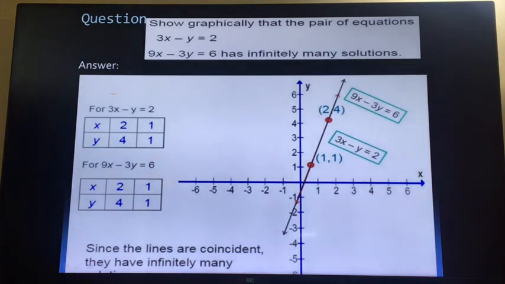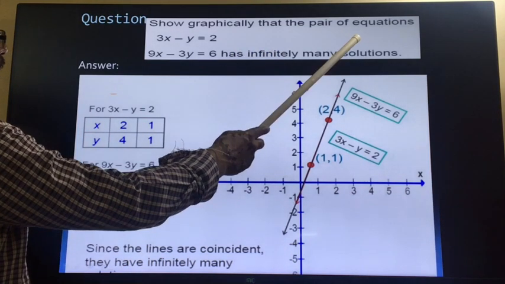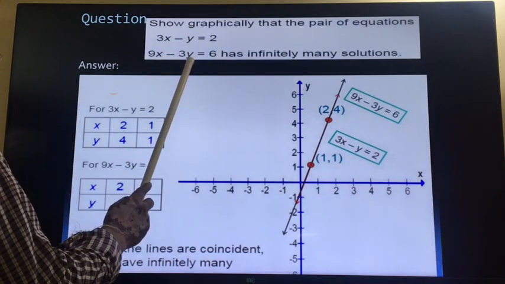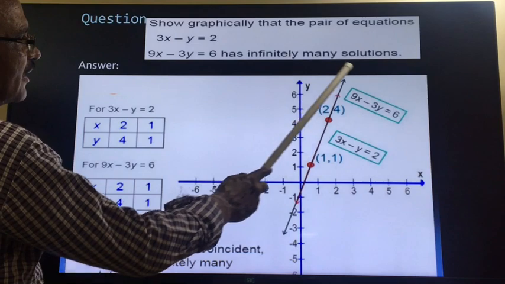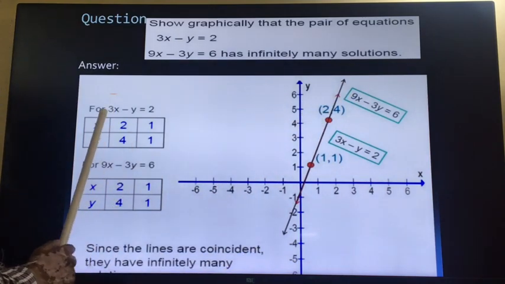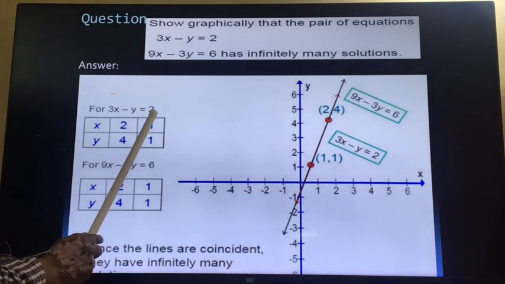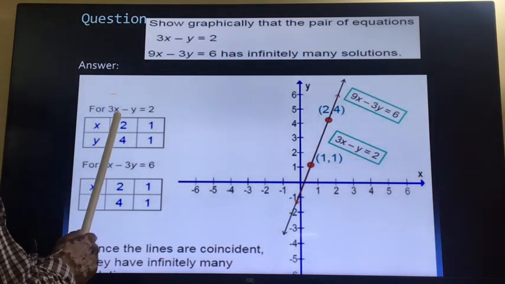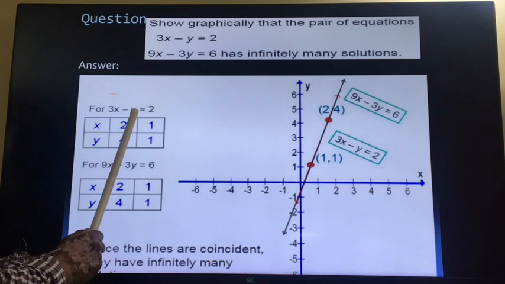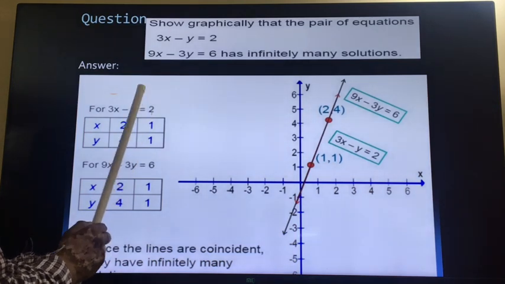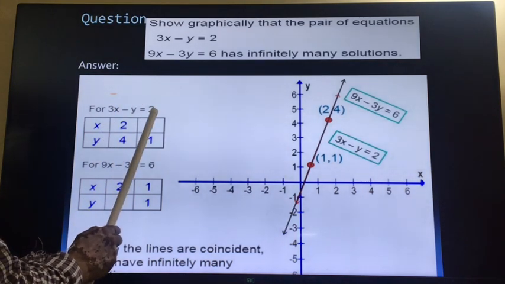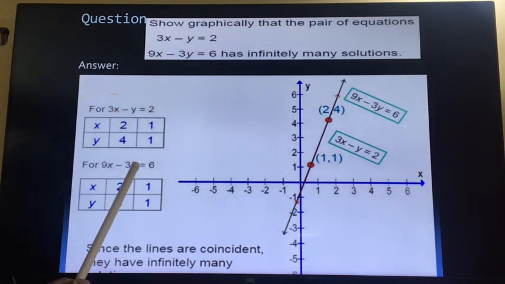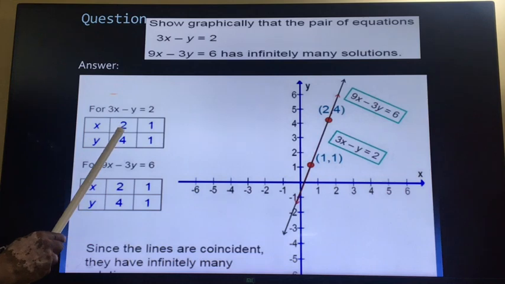Now the next question is, show graphically that a pair of linear equations 3x minus y is equal to 2 and 9x minus 3y is equal to 6 has infinitely many solutions. So first equation 3x minus y is equal to 2. In this equation we can put the value of y and we can get the value of x. So y is equal to 4, so it is 3x minus 4 is equal to 2. Then 3x is equal to 2 plus 4, it will be 6, and x is equal to 6 by 3, so it will be 2. So we will get 2 and 4.